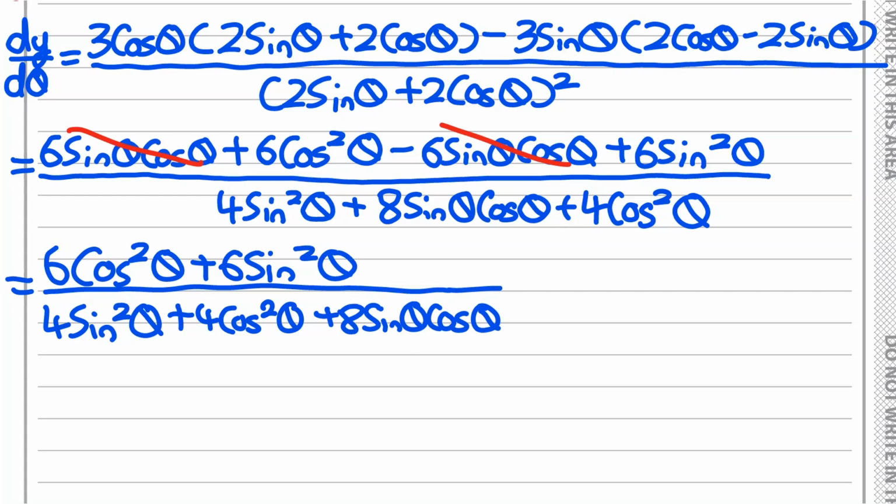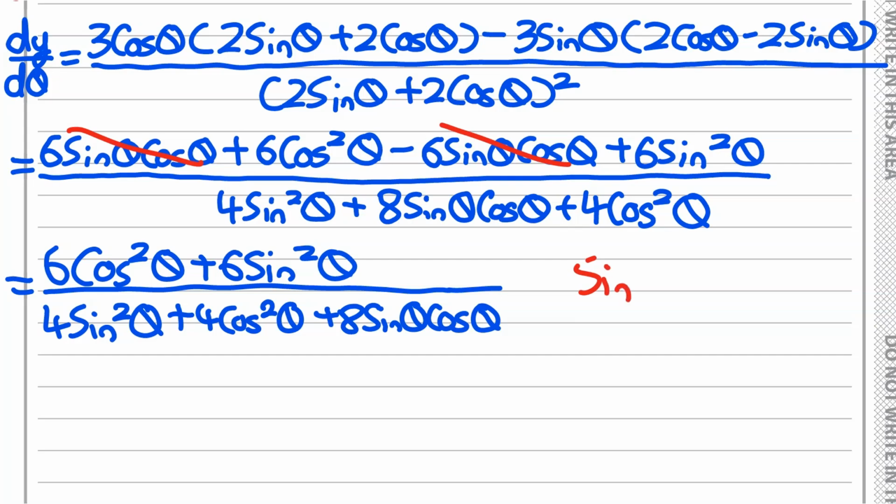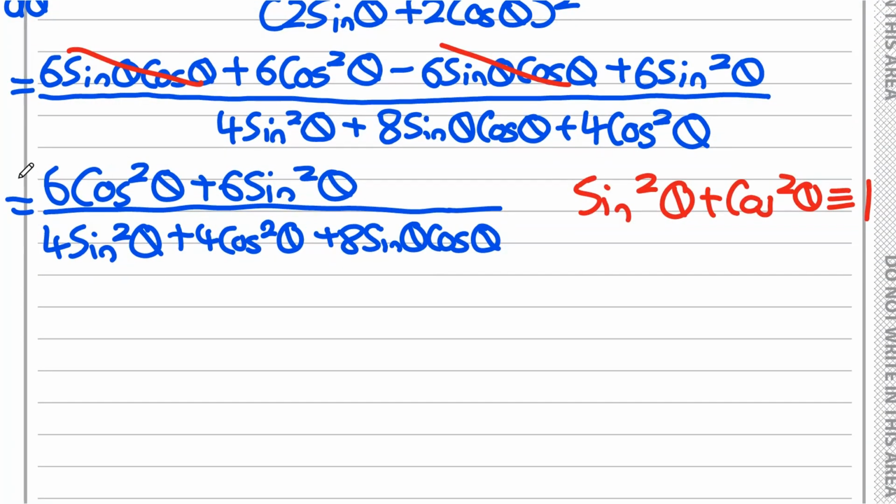Now, if you remember the trigonometric identity that sin squared theta plus cos squared theta is equivalent to 1, you can see that we have this twice here. We have it in the numerator: 6 cos squared theta plus 6 sin squared theta.